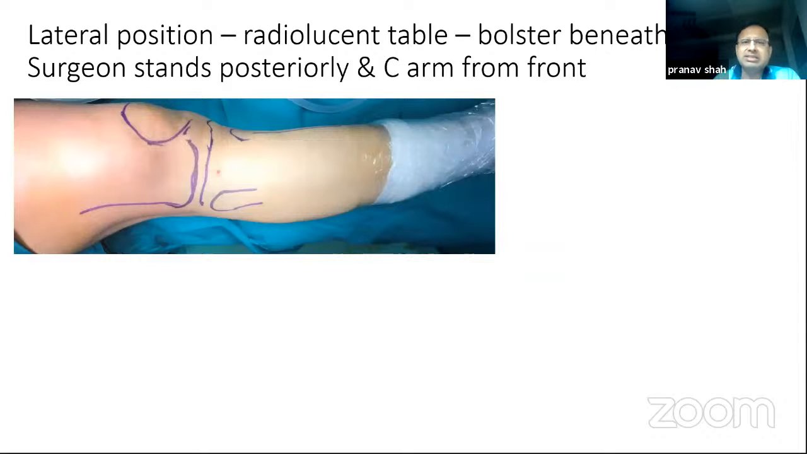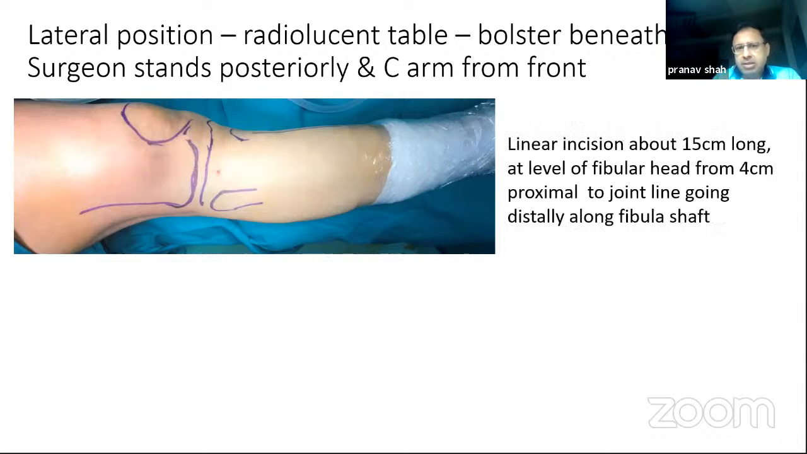We as surgeons are standing behind the patient. The patient is on a radiolucent table. There is a bolster beneath the knee, which already creates a varus strain so that the lateral joint can be visualized better. The incision is a linear incision along the level of the fibula.